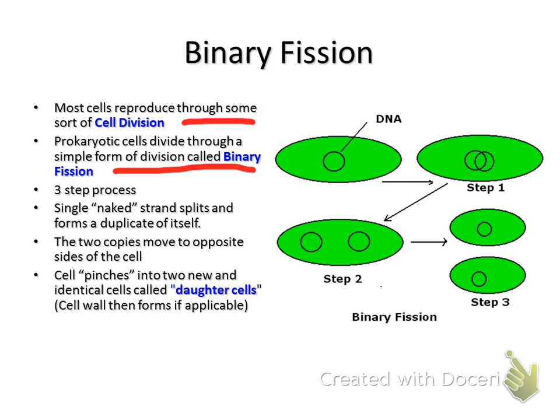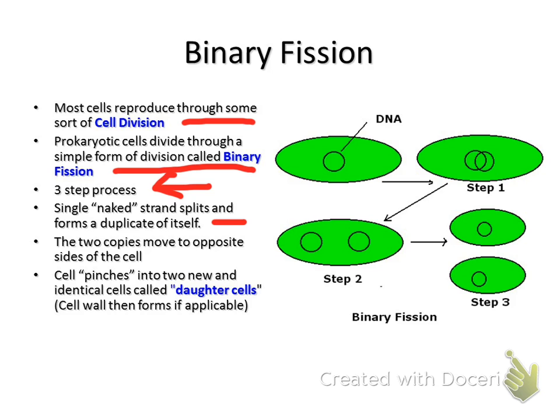It's a 3-step process. That's a lot more simple than the process we were learning about last week, right? A lot more steps were involved there. So let's look at the 3 steps. A single naked strand splits and forms a duplicate of itself.